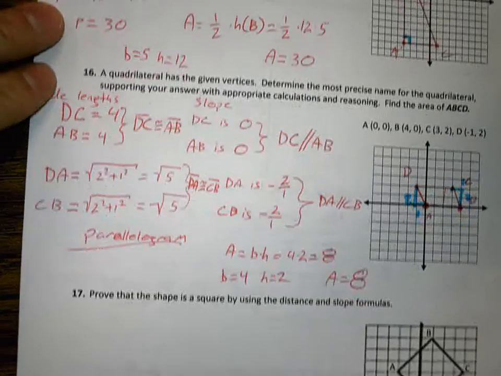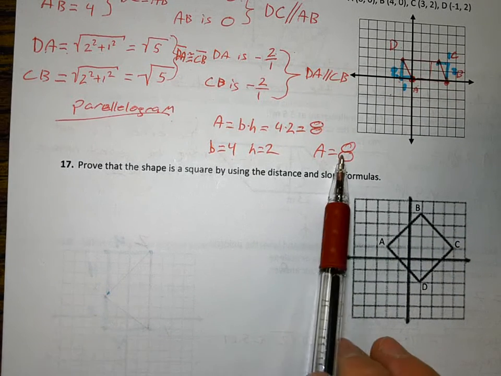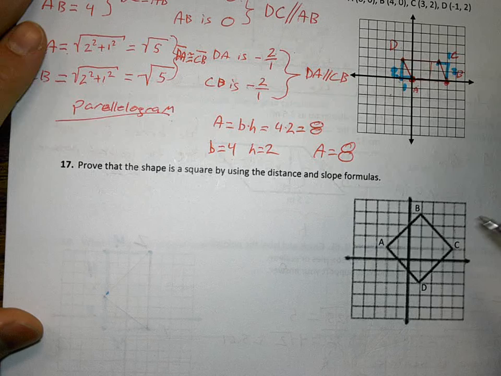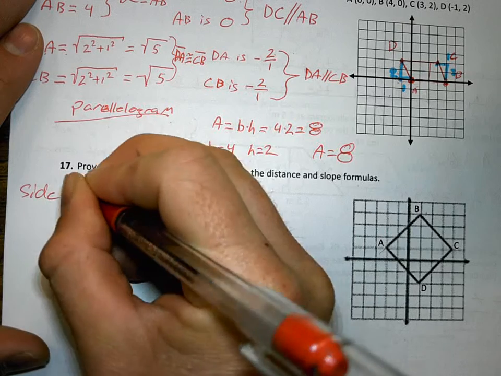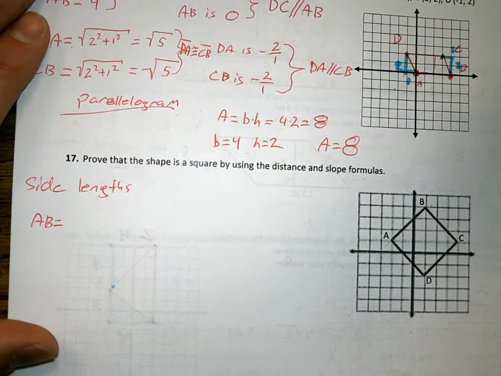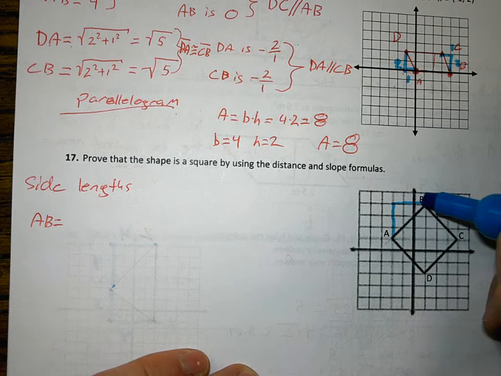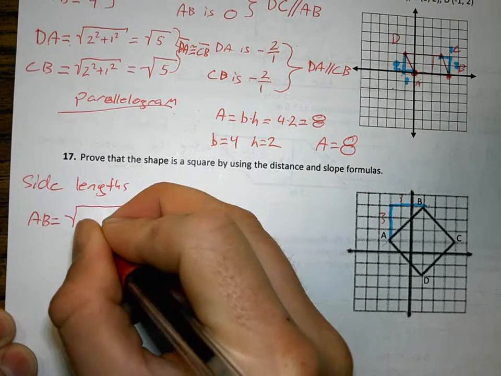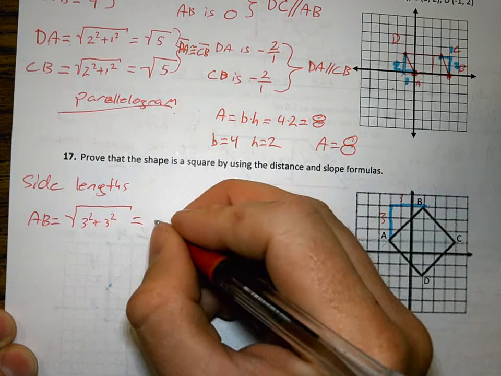Okay, last problem. Prove that the shape is a square by using the distance and slope formulas. Same process. Let's find the length of AB. Make my right triangle. This is a 3 by 3. So the square root, 3 squared plus 3 squared. 9 plus 9, yes, square root of 18.